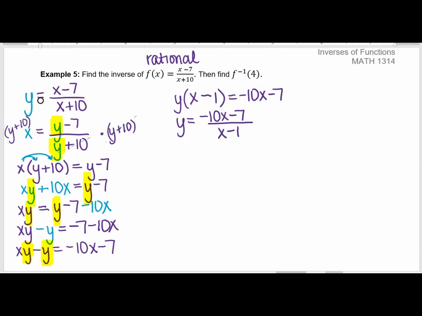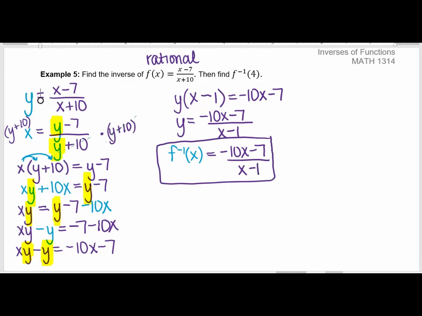And then my last step, remember that you need to replace y with your inverse notation. That way everybody knows that this inverse goes with that function. And we solved the first part of the problem. First part of the problem said, find the inverse. The second part says that we need to find f inverse of 4.